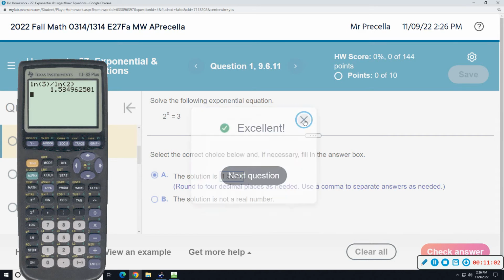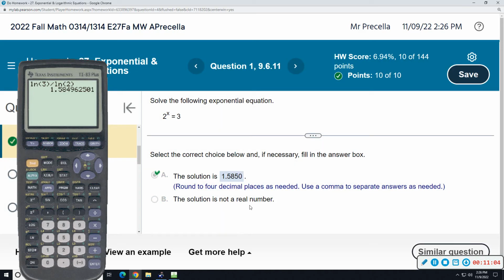Now, I think most of the problems in this assignment are going to have an option, something like this: the solution is not a real number, or it might say the solution is the empty set or no solution. That'll happen if you had a negative number after a logarithm. Like on this, if I type ln negative 3 divided by ln 2, we get an error message, non-real answer. As a general rule of thumb, you can't have a negative number after any sort of logarithm, not just a ln, but any of them.